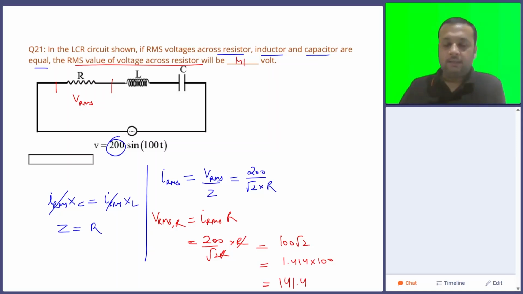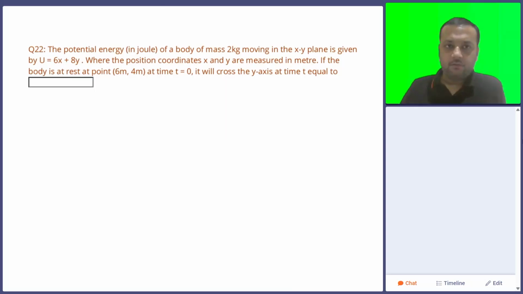Okay. Let's see the next one. The potential energy of a body of mass 2 kg moving in the xy plane is given as 6x plus 8y. The position coordinates xy are 6, 4. We have to find the time when it will cross the y-axis. So let's say this is the y-axis, and this point is 6, 4.